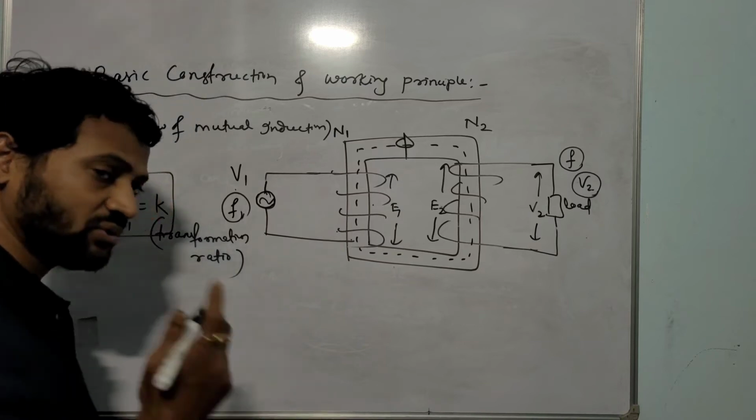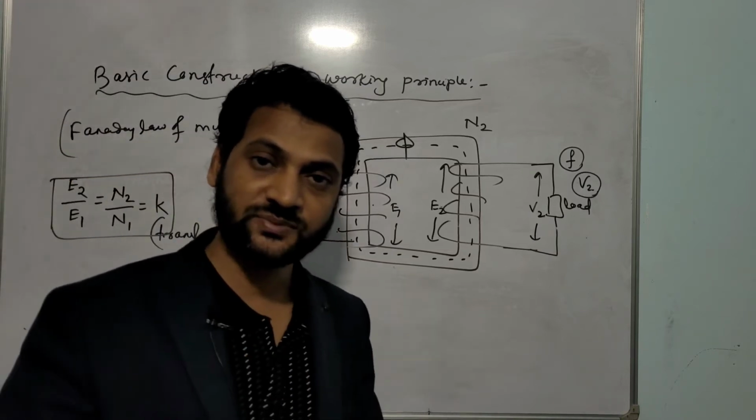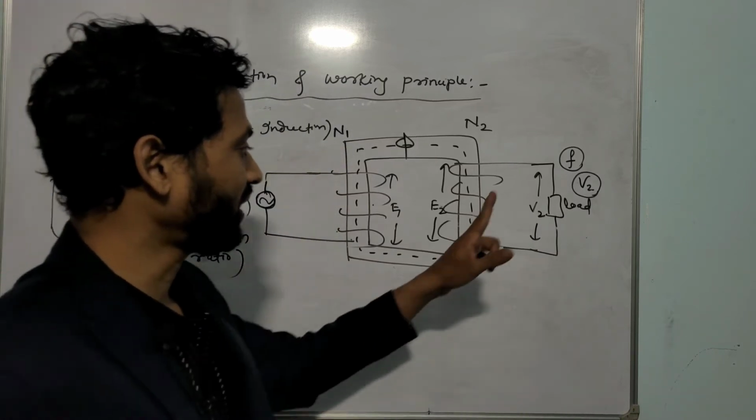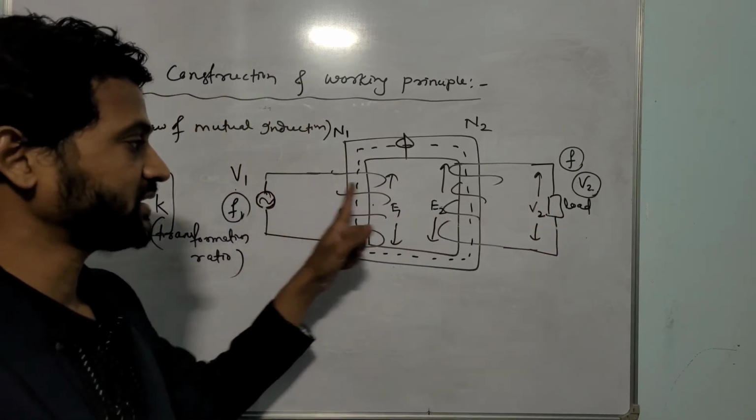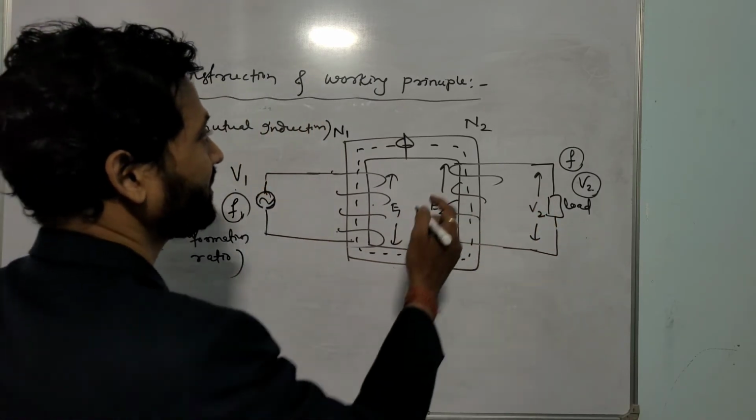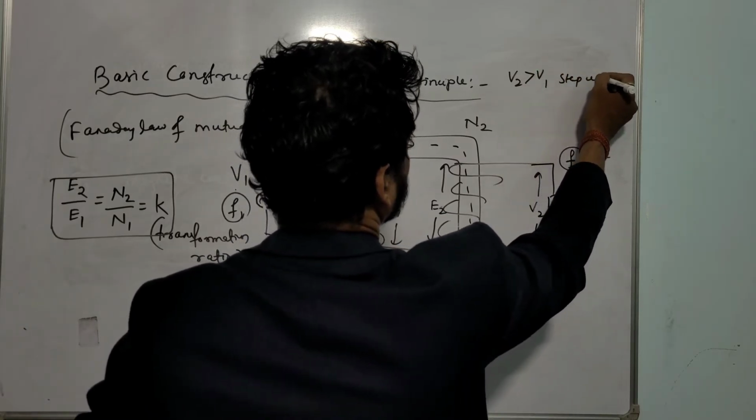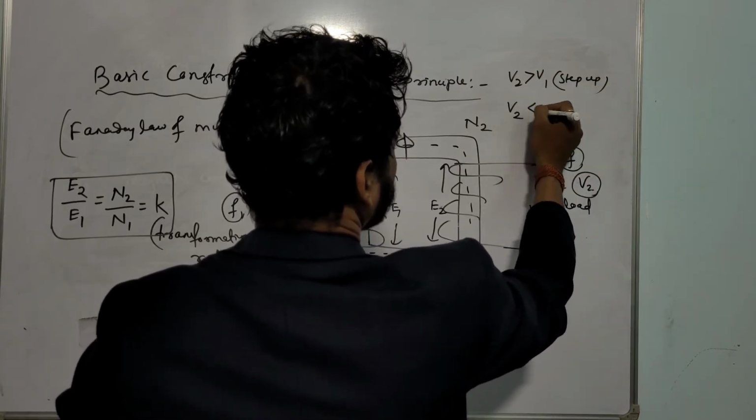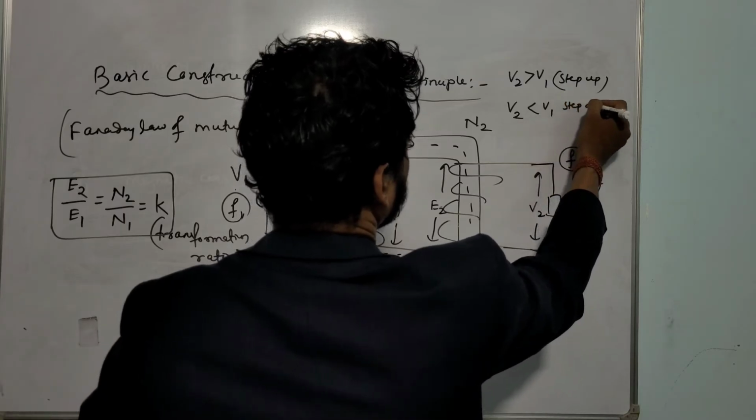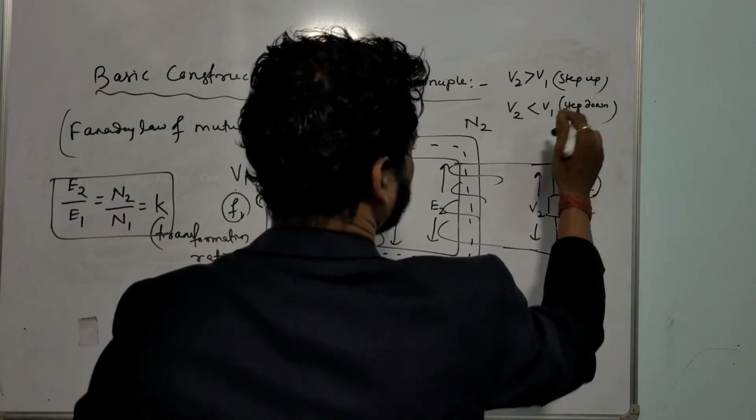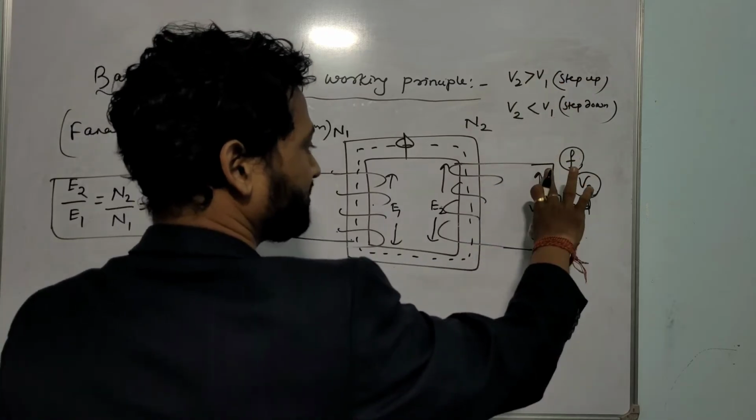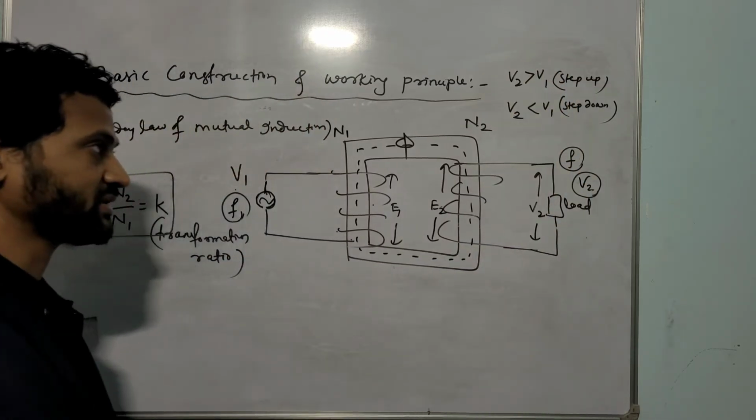Okay, so there are two types of transformer. One is the step up transformer, the second is the step down transformer. If the output voltage is more than the input voltage, that is called a step up transformer. That is, if V2 is more than V1, it is a step up transformer. If V2 is less than V1, that is called a step down transformer. So if the output voltage is more, it is step up; if the output voltage is less, it is a step down transformer.